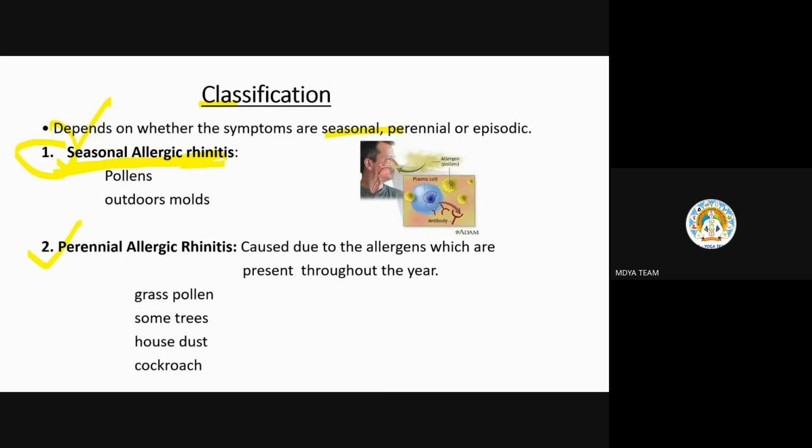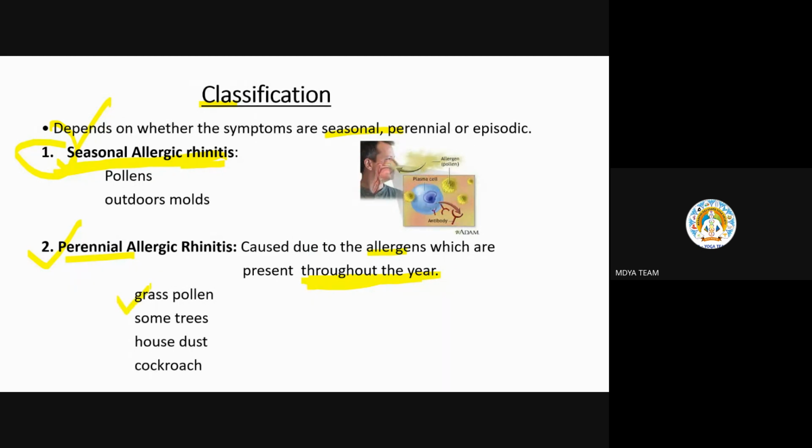Then we'll go to perennial allergic rhinitis. What is perennial allergic rhinitis? It is caused by allergens which are present throughout the whole year. It can happen throughout the year. There are no episodes, no seasons, etc.